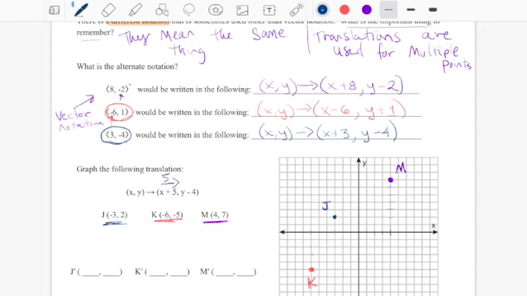And then on the y, we've got minus 4, so that's negative, so that means we're going down 4. So let's try these. So J, I'm going to the right 5, so that's 1, 2, 3, 4, 5. And then down 4, 1, 2, 3, 4. So J prime, the new point would be there. So J prime, so our translation went from there to there.